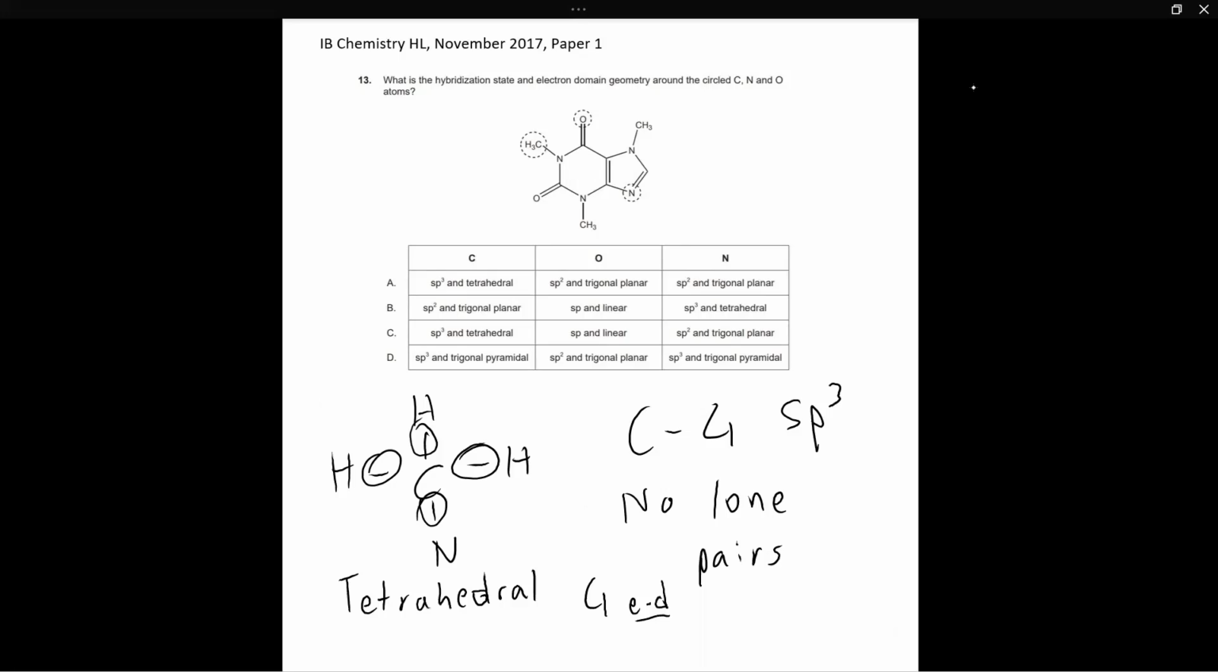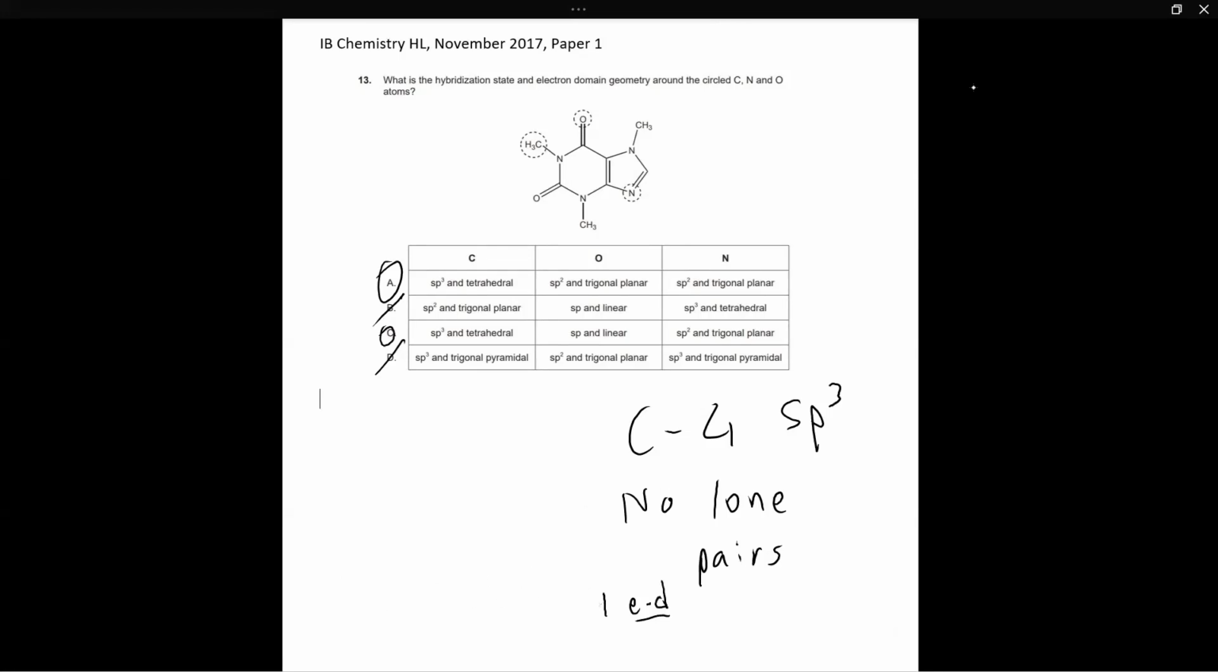All right, now let's look at these options and see where it says sp3 hybridized and tetrahedral for carbon. And we can see that it's A and C that gave us these 2 answers. So we can automatically cancel out D and B. So these are not going to be our answers. Now let's move on to oxygen. Sorry, let me just erase all of this.